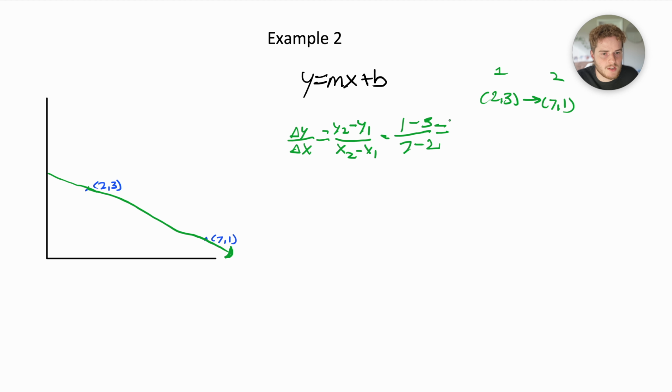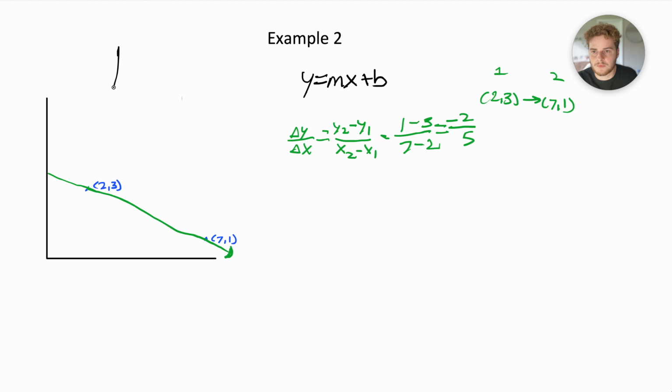Okay, so 1 minus 3 is negative 2. We're going to divide that by 7 minus 2, which is 5. So our slope is negative 2 over 5. Now, an important distinction to make here is that this is a negative slope. A negative slope means that it's moving downwards.